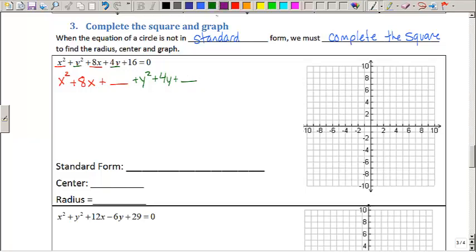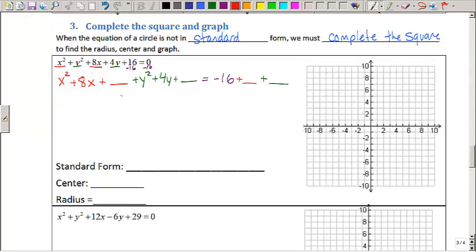And lastly, I'd like you to take the 16 and move it to the other side by subtracting 16 from both sides, and that gets you negative 16. I'd also like you to put an extra little blank for the red blank, an equal and opposite blank on the other side, and another blank for the green. So now I have an equivalent equation with the x's grouped, the y's grouped, and the number on the other side.